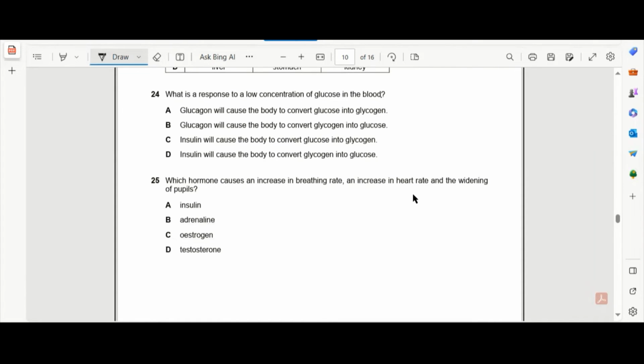24. What is a response to a low concentration of glucose in the blood? If there is low concentration, then there will be release of glucagon, and glucagon will cause the body to convert glucose into glycogen? No, glucose is converted into glycogen when there is an increase in concentration of glucose. So B will be the correct answer. The glycogen, which is the storage molecule, will be broken down into glucose to raise the concentration of glucose in the blood.